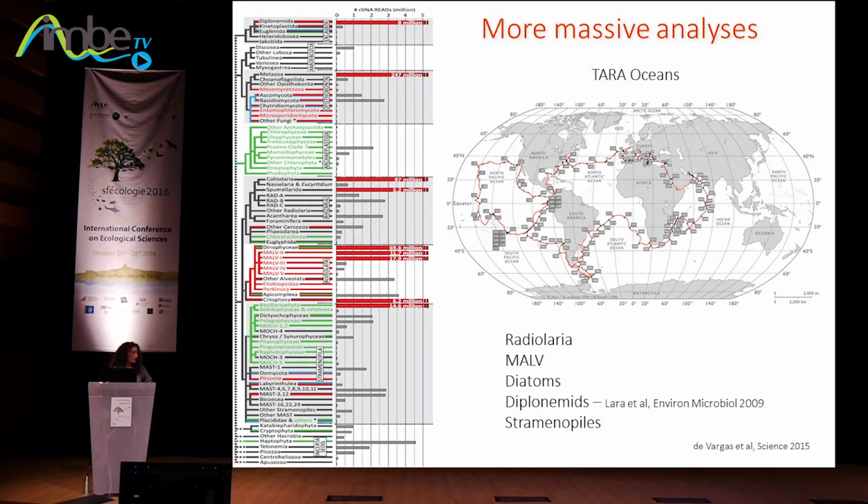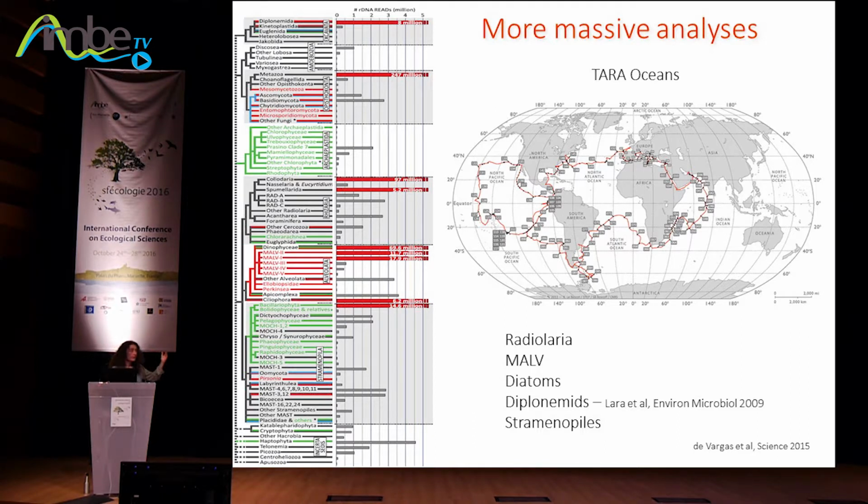And among other things, they confirmed that the diversity is very abundant, very important, but also that there are some groups that are particularly abundant in oceanic plankton, in particular radiolaria, that Ernst Haeckel had already described very well with beautiful drawings. The MALV, the marine alveolates, diatoms, many stramenopiles, and also this group of weird organisms, the diplonemids, which are related to kinetoplastids, that were already described by Lara and co-authors some years earlier.